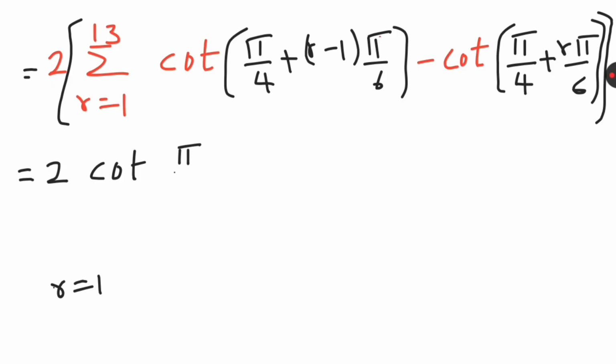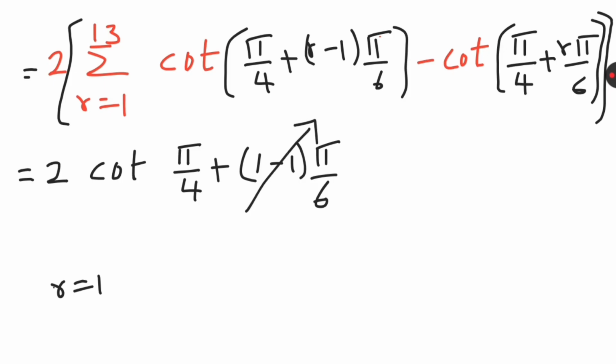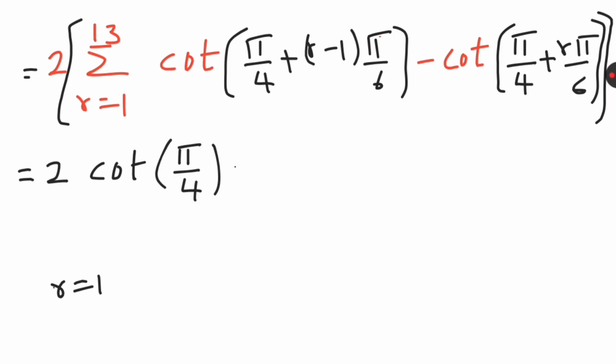We have cot of pi over 4 plus (r minus 1) times pi over 6. With r equal to 1, 1 minus 1 is nothing but 0, so this term is going to be 0. So we have only cot of pi by 4 minus, and here also you have to substitute r equal to 1 in the second term.